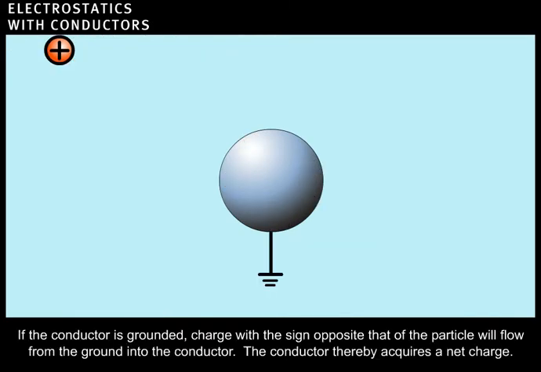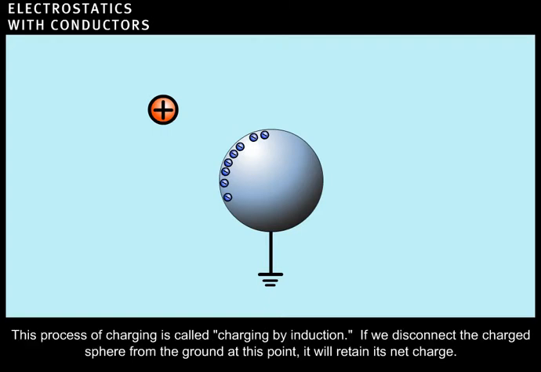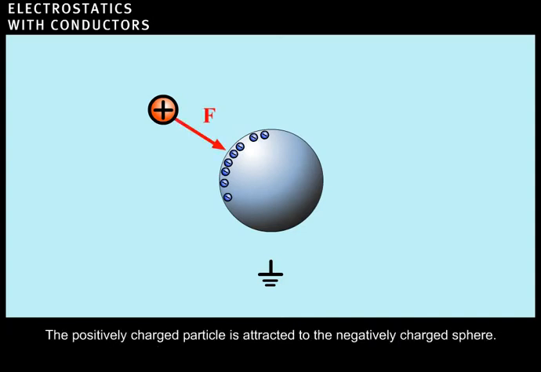If the conductor is grounded, charge with the sign opposite that of the particle will flow from the ground into the conductor. The conductor thereby acquires a net charge. This process of charging is called charging by induction. If we disconnect the charged sphere from the ground at this point, it will retain its net charge. The positively charged particle is attracted to the negatively charged sphere.